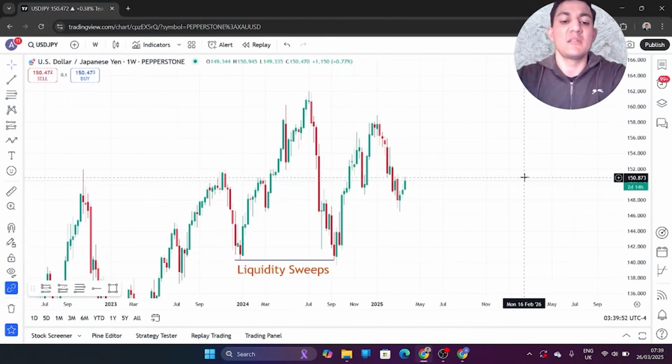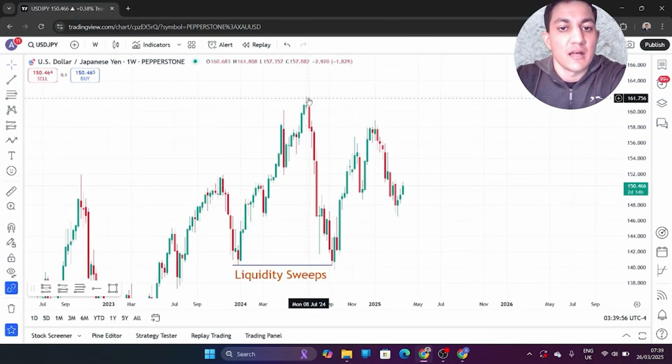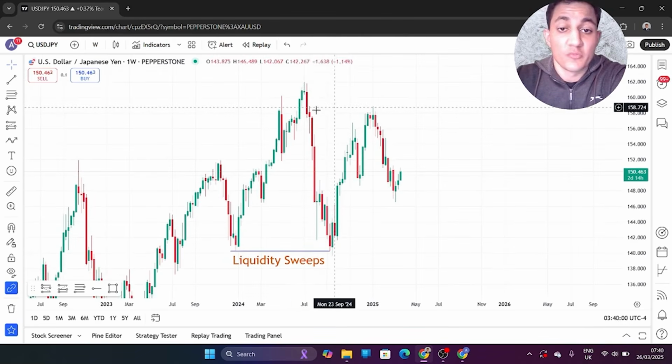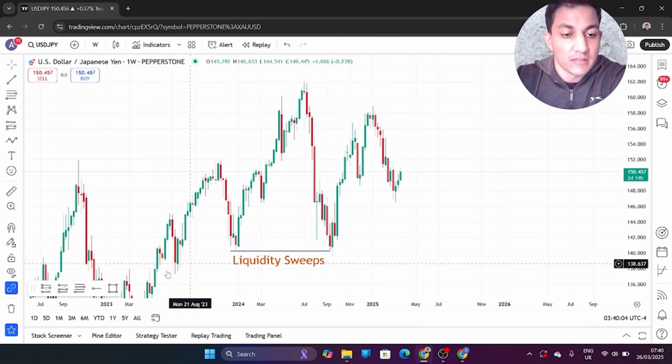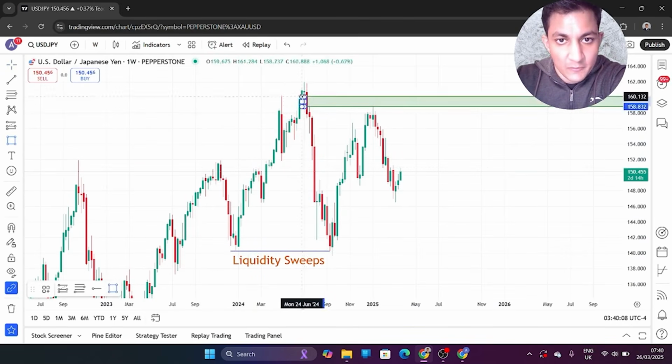Now that liquidity has been swept at this low here, the next thing we do is we study this high here, right? Has the liquidity been taken here? No, right? And this is really, really important. Here is a fair value gap, right? This is a bearish fair value gap. And let's mark this out like this. This is our bearish fair value gap.